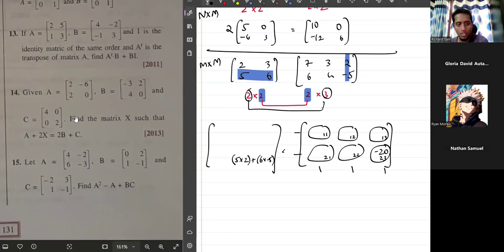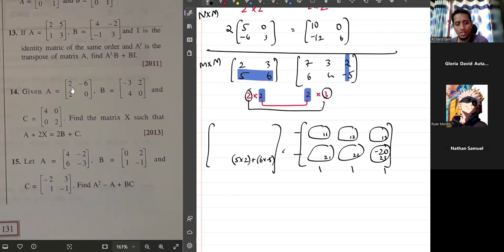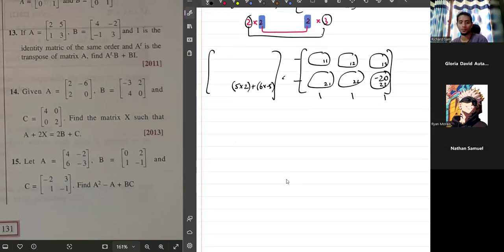Look at this question 14. A is given, B is given, C is given. Find the matrix X such that A plus 2X is equal to 2B plus C. So they've given an equation with A, B, and C given. You have to find X. How do we do this?